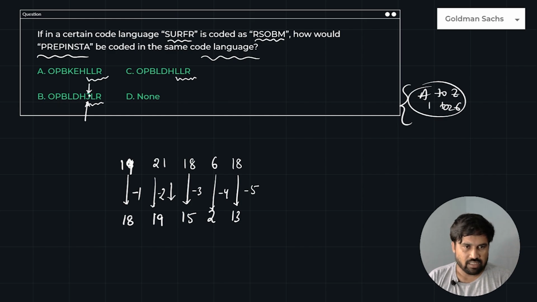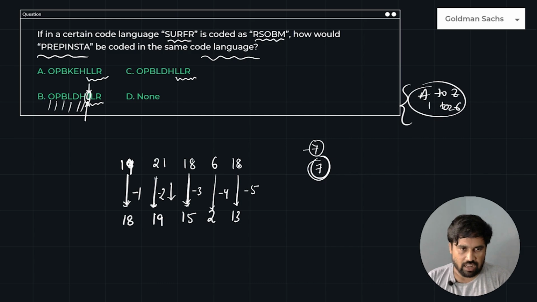In option B, we have J, right? At which place? 1, 2, 3, 4, 5, 6, 7th place. At the 7th place element, you have to reduce by minus 7. Am I right or not? See, guys, if the first element is reduced by minus 1, the second by minus 2, the third by minus 3, then at the 7th place we have J, right? So J is reduced by 7.